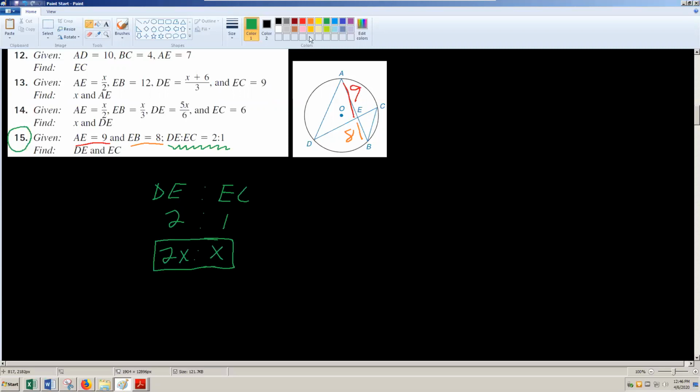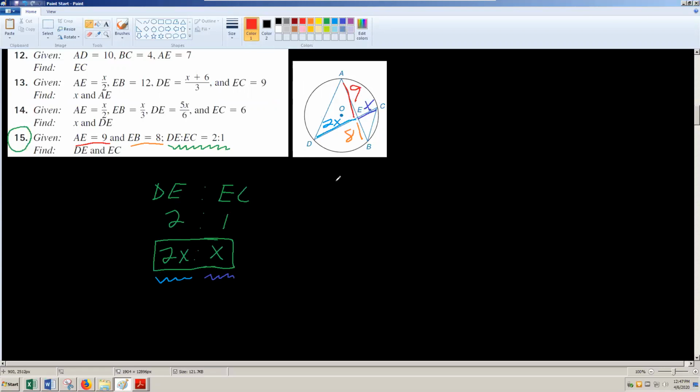So I'm going to say DE is going to be blue, and I'm going to say this is 2x, and then we'll call our x value purple here, and that is EC. So there's x. So now I'm still just going to set this up the same. It's just now that we get to a point where I'll have to set up and solve a quadratic equation.